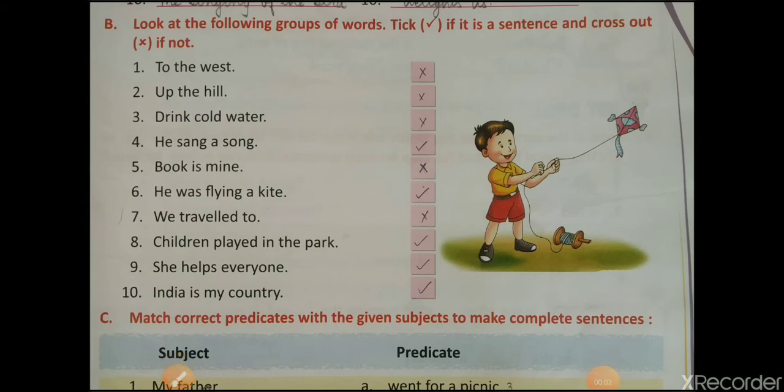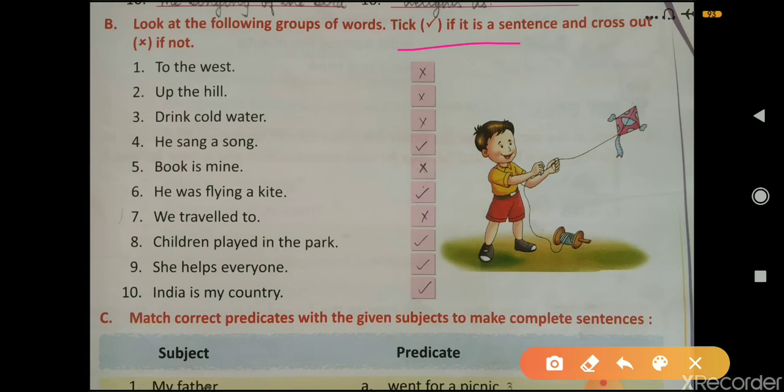Now, exercise B. Look at the following groups of words. Tick a sentence and cross if not. So first one is, to the west. But what to the west? It is not a sentence because it does not give complete sense. Second, up the hill. This is also not a sentence. Third, drink cold water. Cross here, not a sentence. He sang a song. Here we get complete sense. So this is a sentence. Book is mine. Incomplete sense. So not a sentence. He was flying a kite. From here we get the complete sense. So this is a sentence. So we have to tick here.